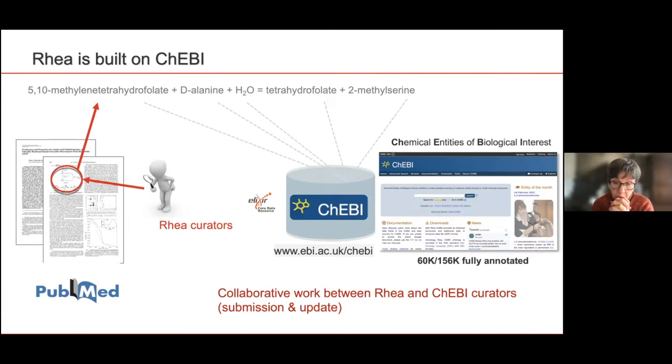We have a very strong collaboration with ChEBI biocurators. And Rhea curators are submitting a lot of compounds to ChEBI. So if a compound we need for Rhea is missing in ChEBI, we can submit this compound to ChEBI, and sometimes also update some ChEBI entries in order to add missing information. Rhea biocurators have submitted or updated about 6,000 ChEBI entries, which is quite a big number and corresponds to half of the compounds we are using in Rhea.